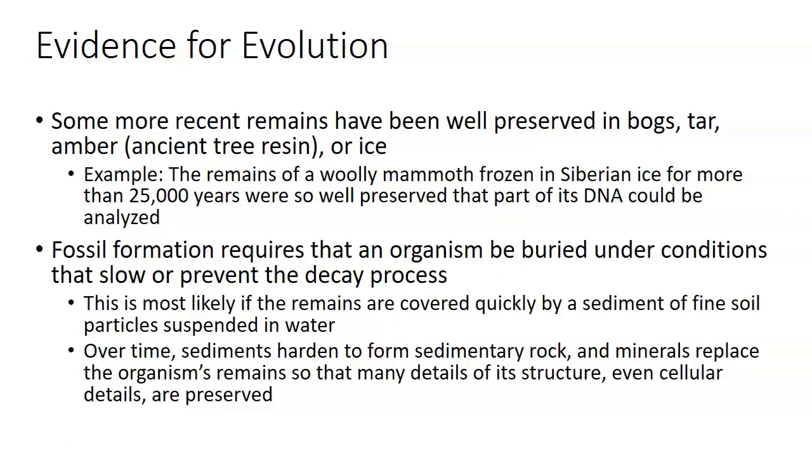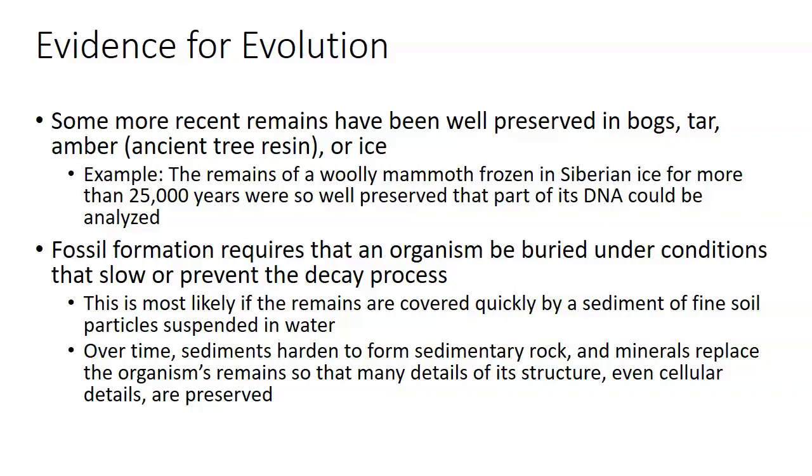Okay, so not only can we dig up bones or look in sedimentary rock layers, but we can also look in other places like bogs, tar, amber. I just showed you that picture, that's tree resin, or ice. All of these can also preserve organisms, and we can also find fossils in these types of things as well. Here's an example. This isn't that long ago. I can't remember exactly when it was, but you may have read about this in the papers.